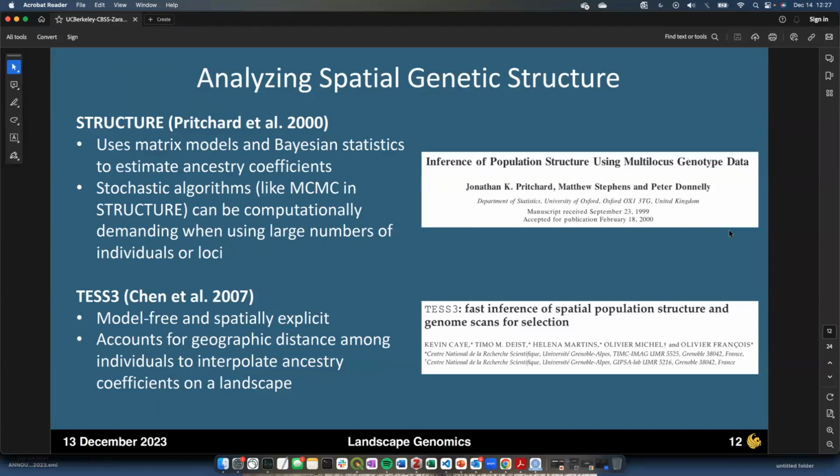How many people have heard of structure, at least read about it in papers? Cool, so that's most people. Wait, Monica, did you raise your hand or no? Okay, no worries. You're playing with your hand, so I wasn't sure.